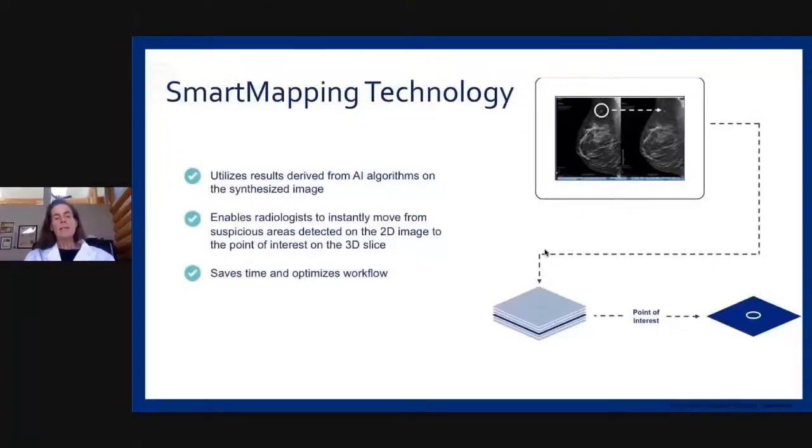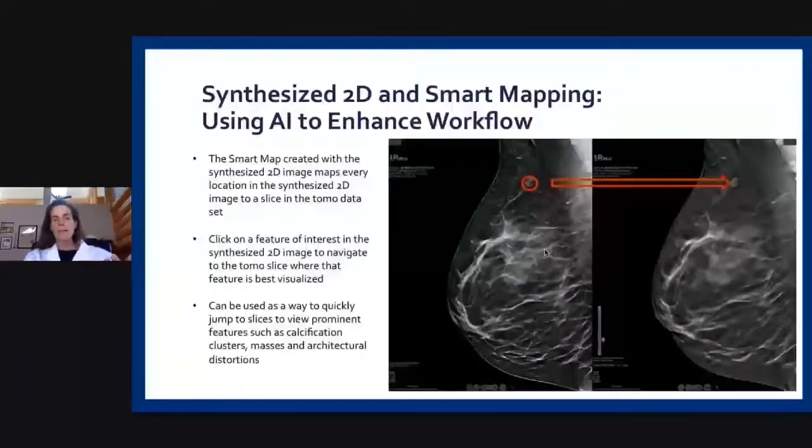Now we're going to turn to smart mapping technology. That uses the ability to quickly identify where a lesion is on your tomosynthesis slice relative to your synthetic view. And so again, allowing you to not have to scroll through all those images and really get to where you need to be.